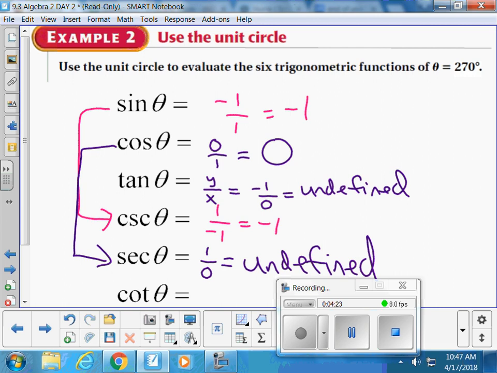What about the reciprocal, though? Would the reciprocal also be undefined? No. Oh, we would flip it. It'd be 0 over -1. So it's just 0. So we have 2 of the 6 are undefined. I think that's going to be true at almost every hotspot because you just have the zeros involved at those quadrantal angles.